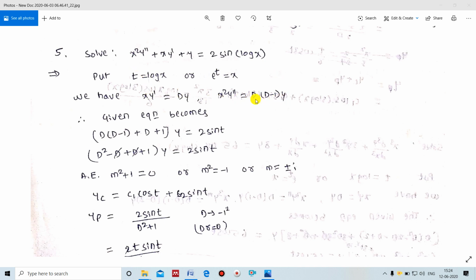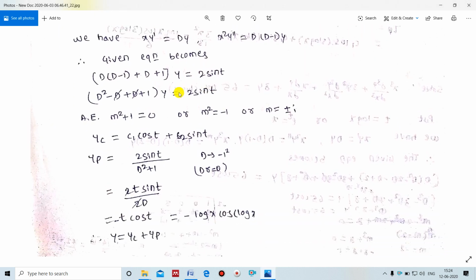Put these values in equation number 1, we get D into (D minus 1) into y plus Dy plus y is equal to 2 sin log x, meaning 2 sin t. After simplification we get (D square plus 1) y is equal to 2 sin t. It is a non-homogeneous equation. Find the complementary function as well as the particular integral. To find the complementary function, write f of D as the auxiliary equation, m square plus 1 is equal to 0, m is equal to plus or minus i. Therefore the complementary function yc is equal to c1 cos t plus c2 sin t.